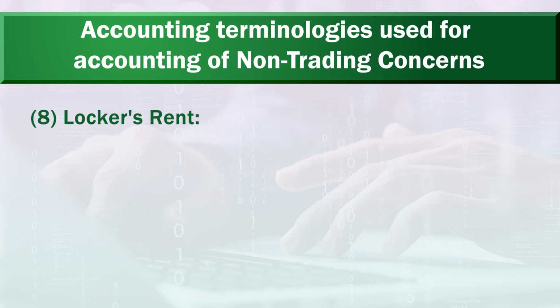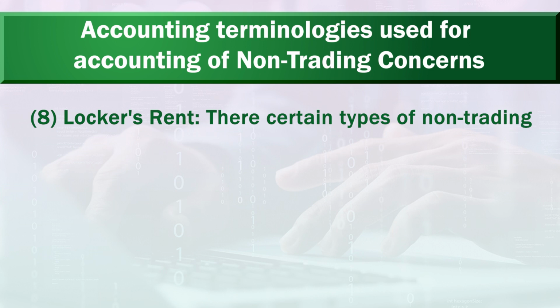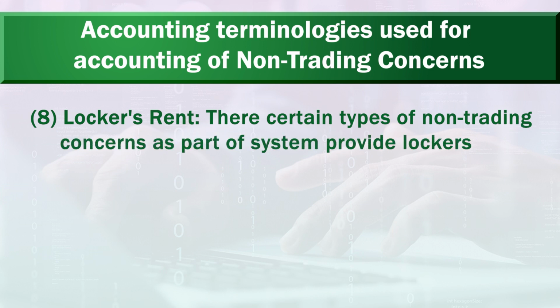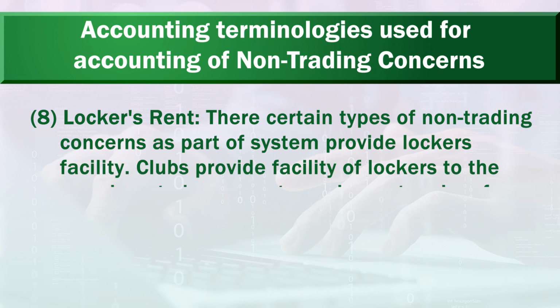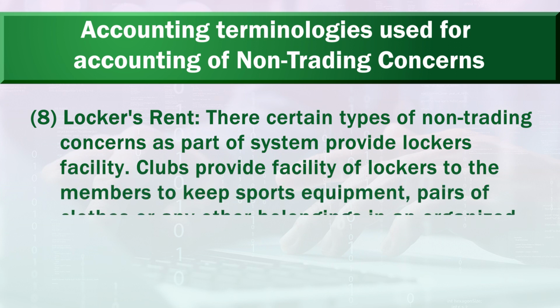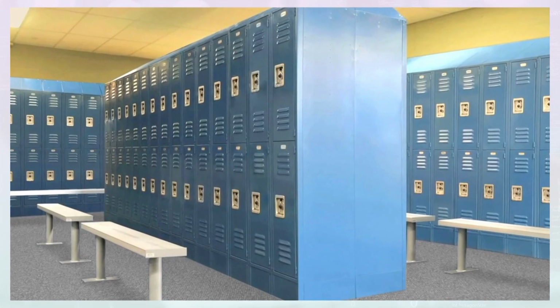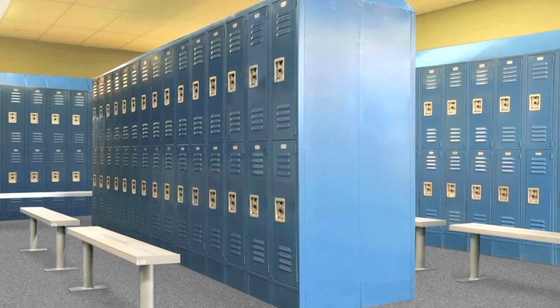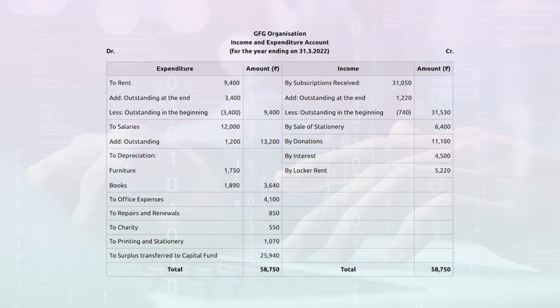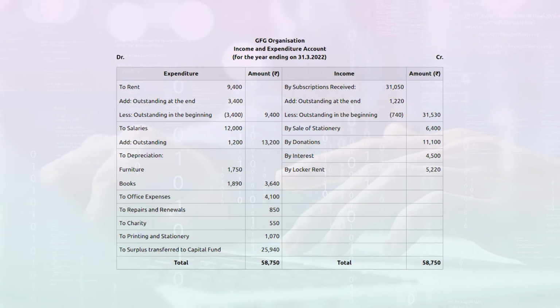8. Locker's rent. There are certain types of non-trading concerns, such as clubs, that provide lockers facility. Clubs provide lockers to members to keep sports equipment, pairs of clothes or any other belongings in an organized manner and safely. To provide this service, the club collects rent from the members, which is known as lockers rent. Lockers rent is a revenue income for the concern. This income is credited in income and expenditure account.